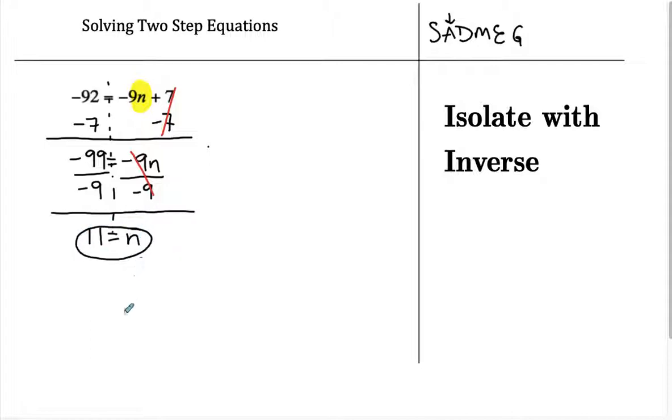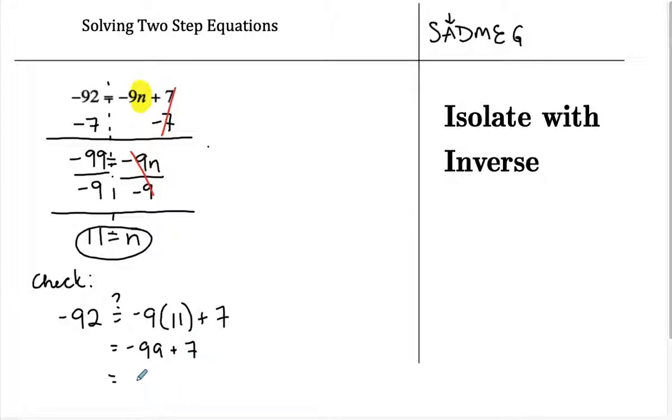So 11 equals n. And I can always check my solutions by plugging it back into the original problem. So is -92 equal to -9 times 11 plus 7? Well, that would be -99 plus 7, and that would be equal to -92. So yes, indeed, they are correct.